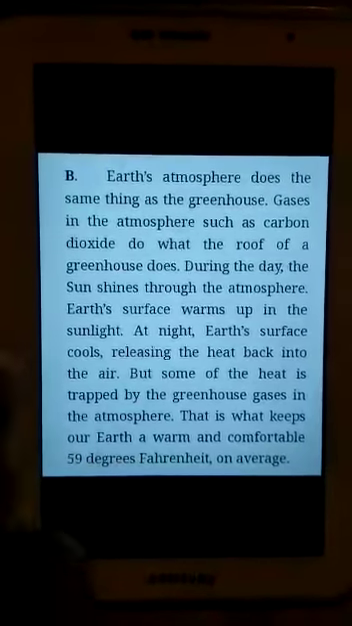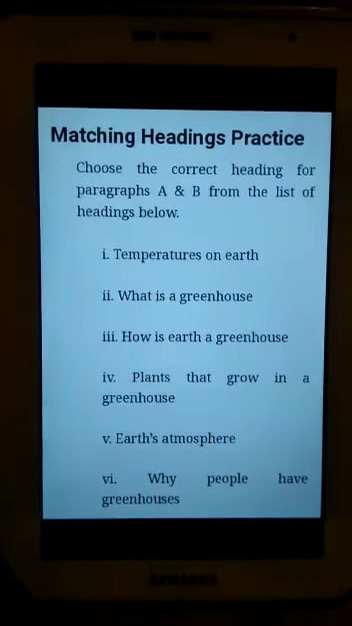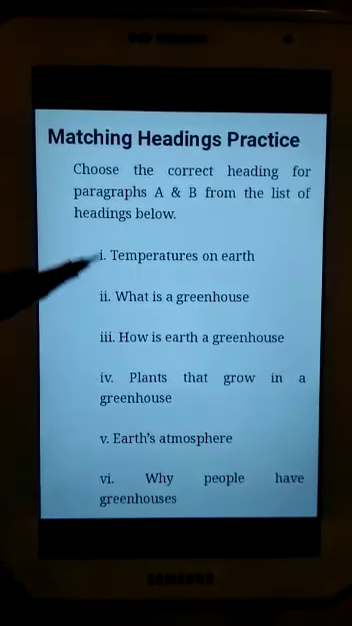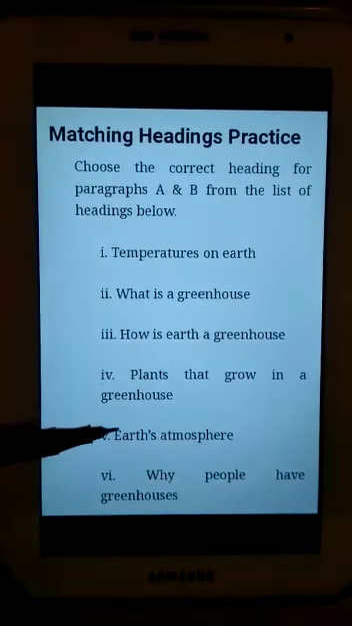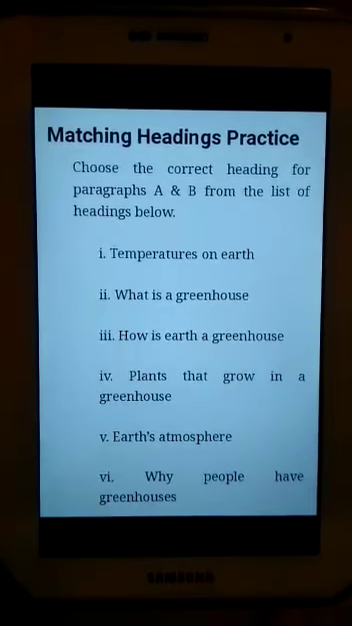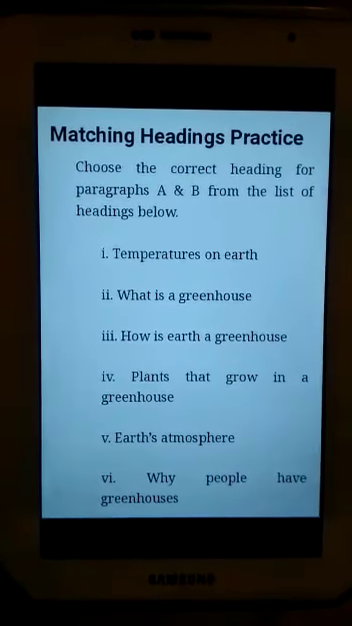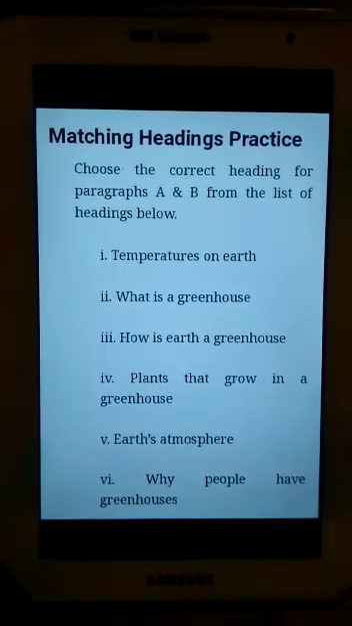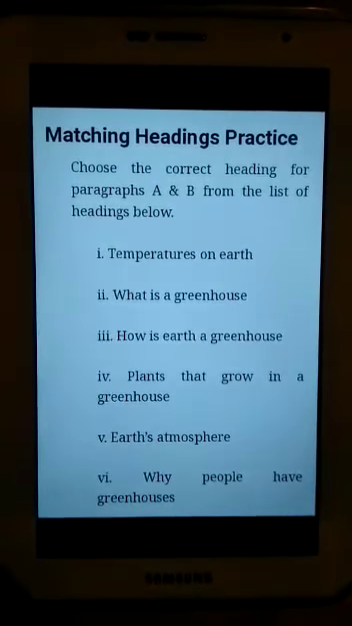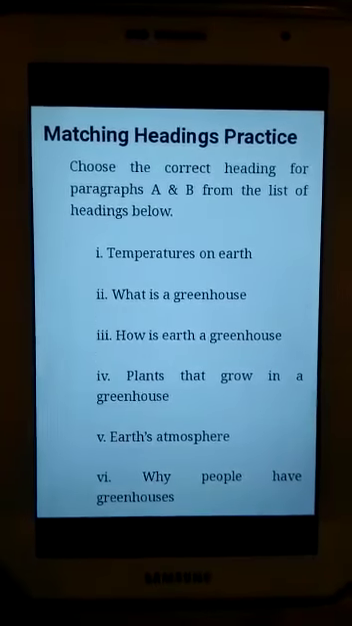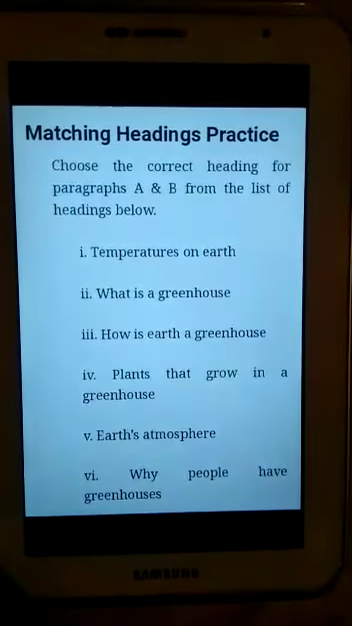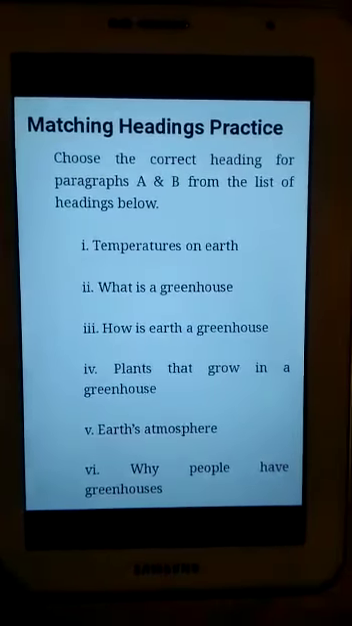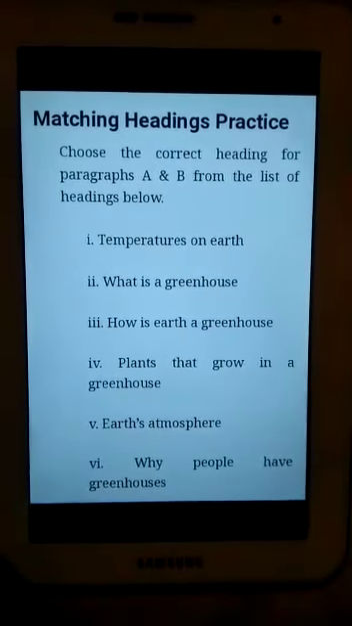So, we read this passage and we have to find the answer. Let's see the answer. Temperature on Earth, what is greenhouse, how Earth is a greenhouse, plants that grow, Earth's atmosphere, why people have greenhouse. So, according to the paragraph, the answer will be how Earth is a greenhouse, because the second paragraph explains that Earth functions the same way as a greenhouse due to the gases in the atmosphere. This is shown in the topic sentence.